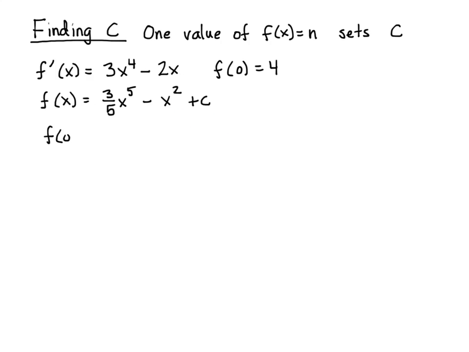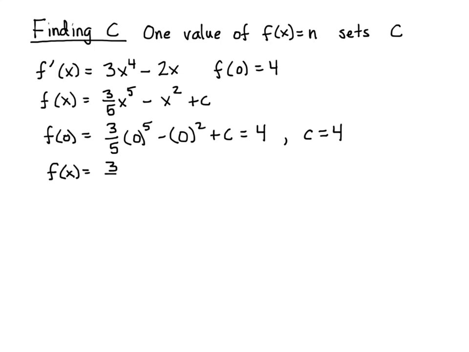So now I'm going to plug in my point. F at 0 equals, and I'll put in my zeros, plus c equals 4. Now all of these things equal 0, so I end up with c equals 4, and so I know then my function, completely determined, is going to be 3/5 x to the 5th minus x squared plus 4. So I use my initial point to get what that c is.